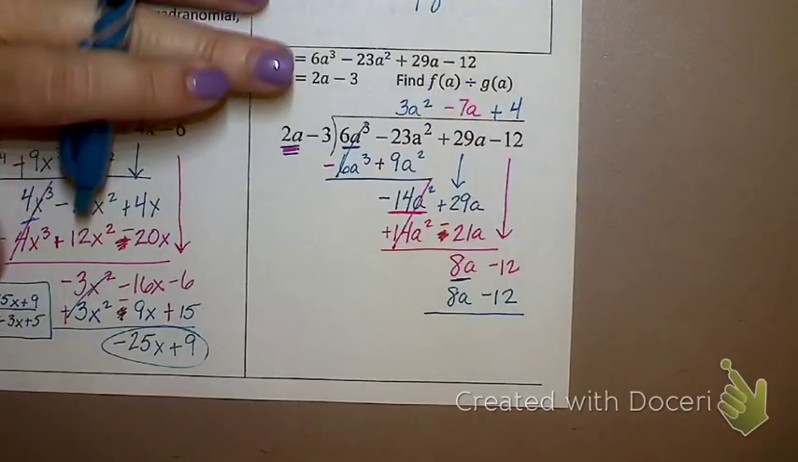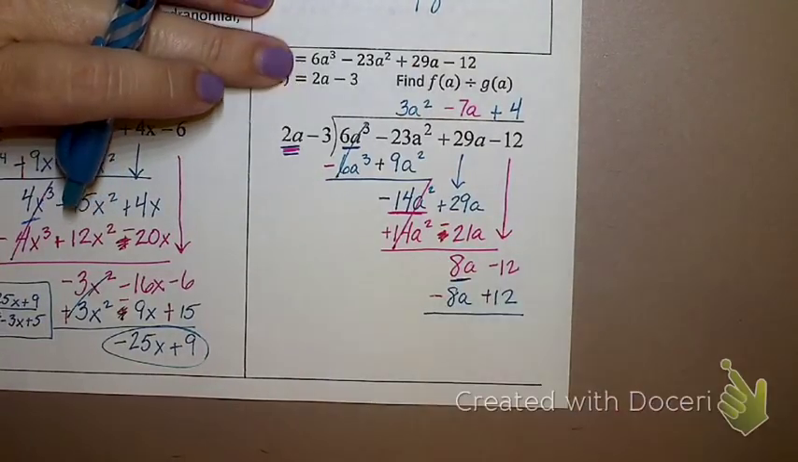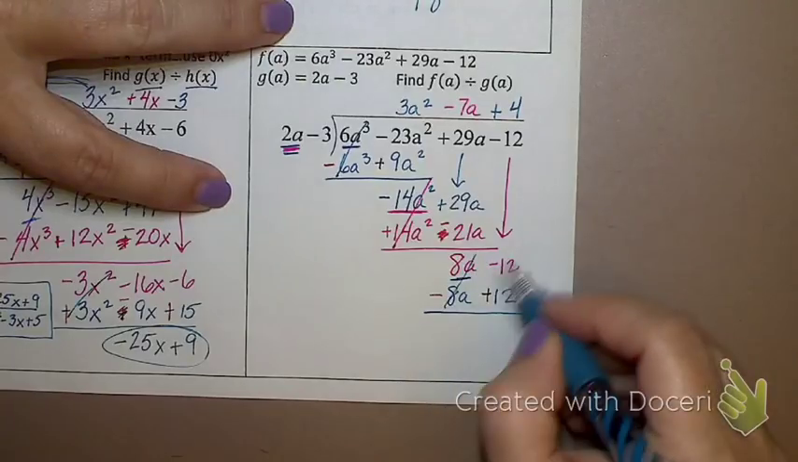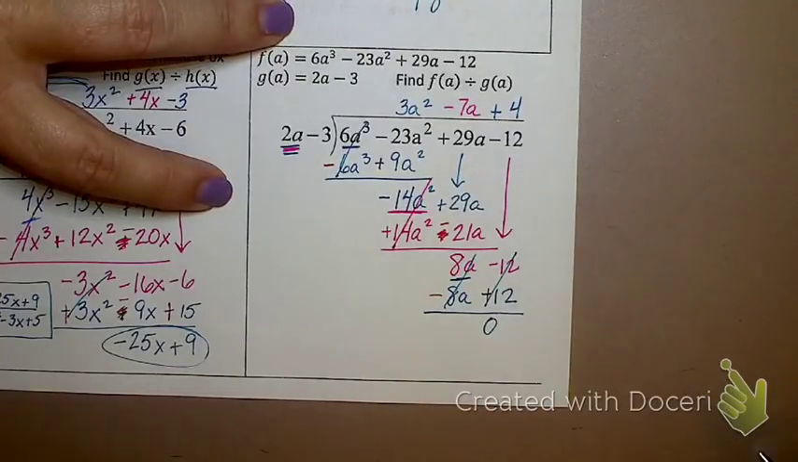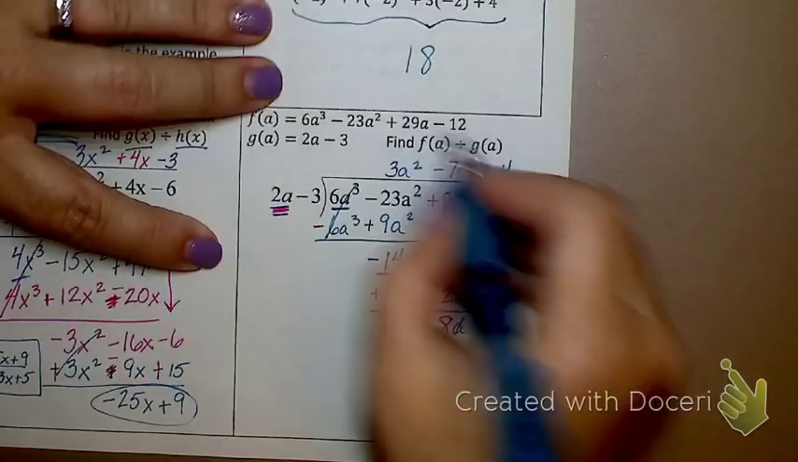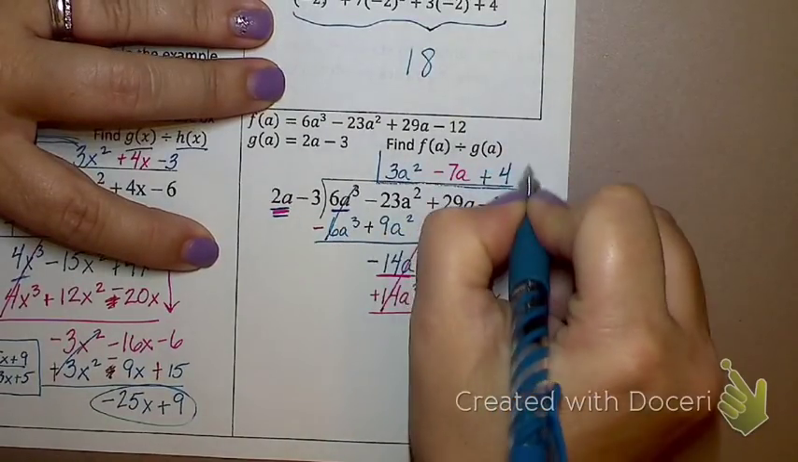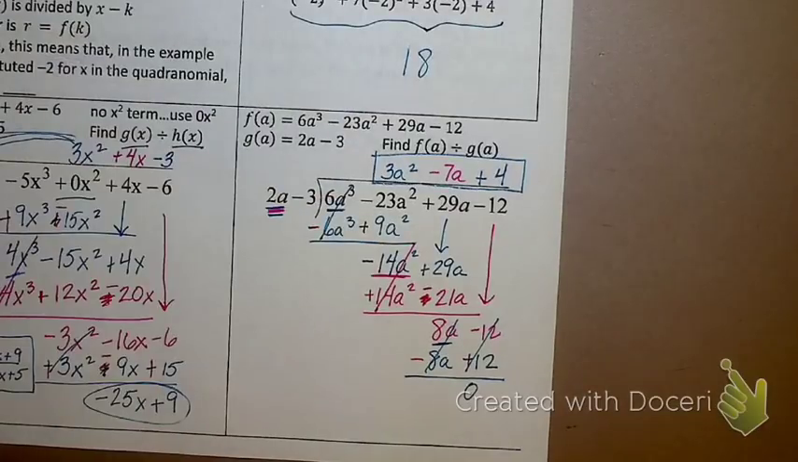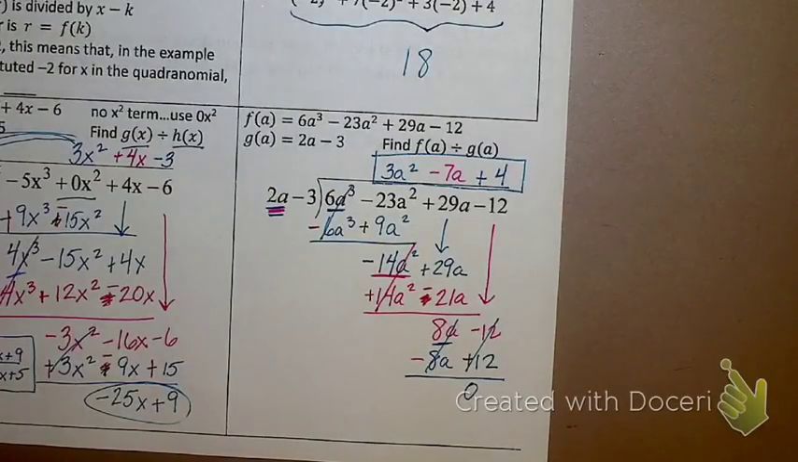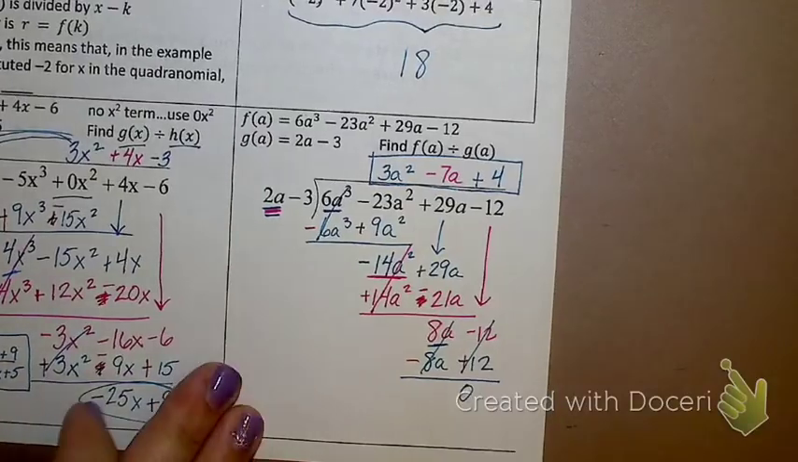What's going on here? They all cancel out. Which means I have a remainder of 0. I have something that divides nicely. So what's my answer? My answer is just 3a squared minus 7a plus 4. I don't have a remainder to write. So? Okay. Turn to the back.